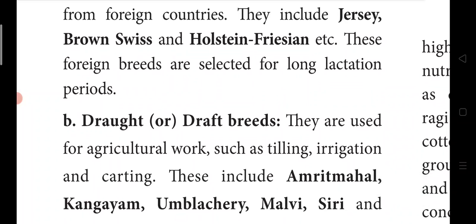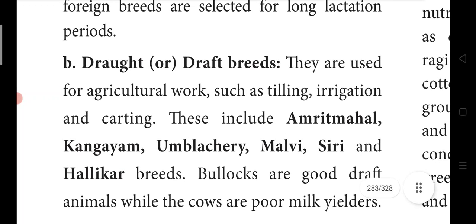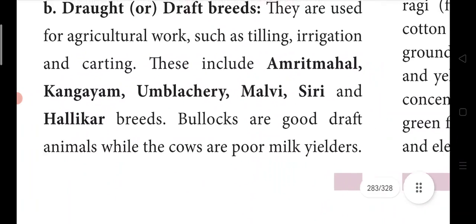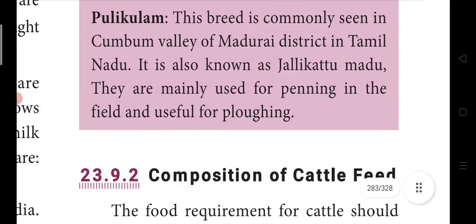Draught or draft breeds are used for agricultural work such as tilling, irrigation and carting. These include Amrit Mahal, Kangayam, Ambalachery, Malvi, Siri and Hallikar breeds. Bullocks are good draft animals, while the cows are poor milk yielders.